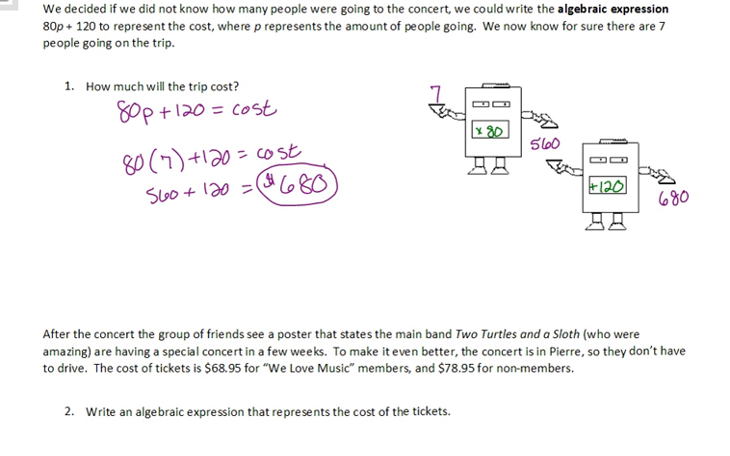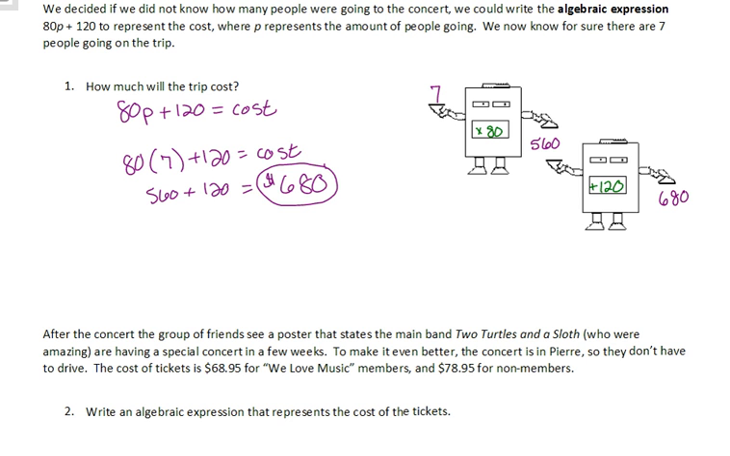It says, after the concert, the group of friends see a poster that states the main band, Two Turtles and a Sloth, who are amazing, are having a special concert in a few weeks. To make it even better, the concert is in Pierre, so they don't have to drive. The cost of tickets is $68.95 for We Love Music members and $78.95 for non-members.